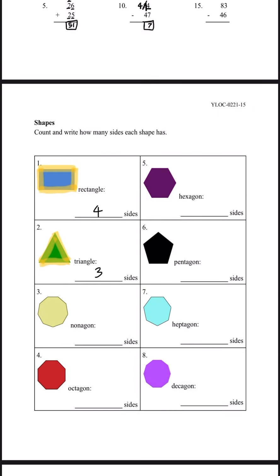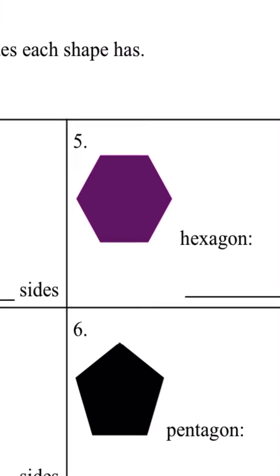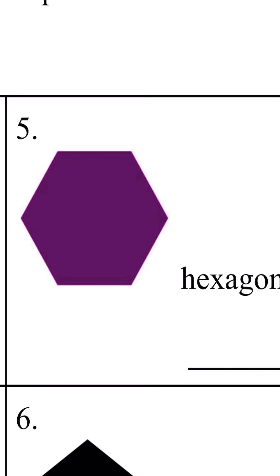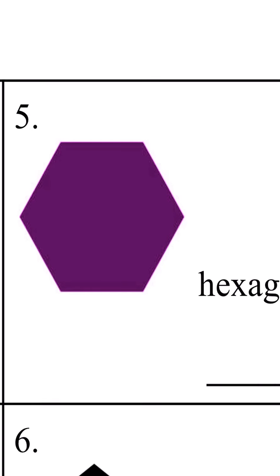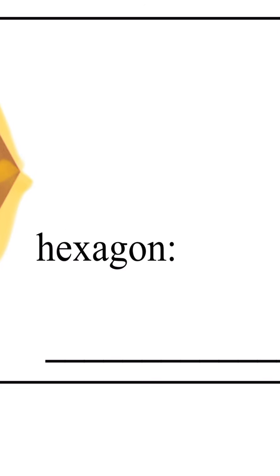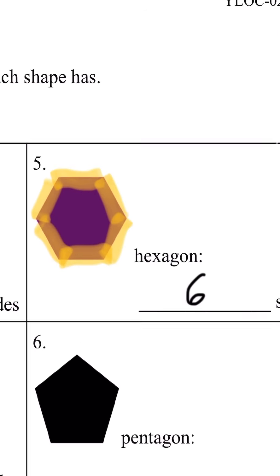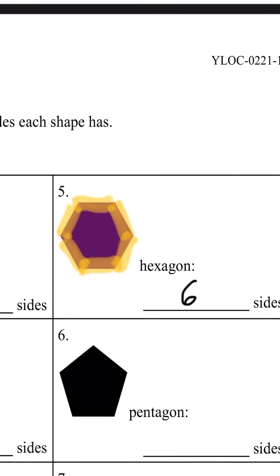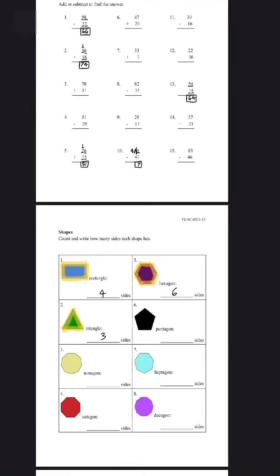Let's look at number 5. For number 5, we have hexagon, and this shape has 1, 2, 3, 4, 5, and 6 sides. So 6 is the answer for number 5. Let's move on to the next page.